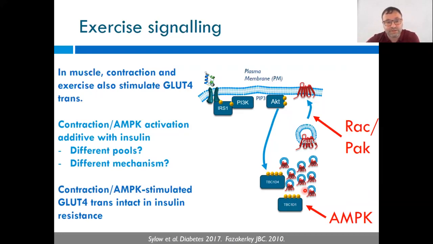The other really interesting thing, more therapeutically, is that contraction or AMPK-stimulated GLUT4 translocation remains intact, even in insulin-resistant muscles. So in these muscles, insulin won't increase GLUT4 translocation to the same extent as in insulin-sensitive muscles, but these pathways, contraction, AMPK-stimulated GLUT4 translocation, remain intact. So understanding the basis of these pathways may be therapeutically useful.